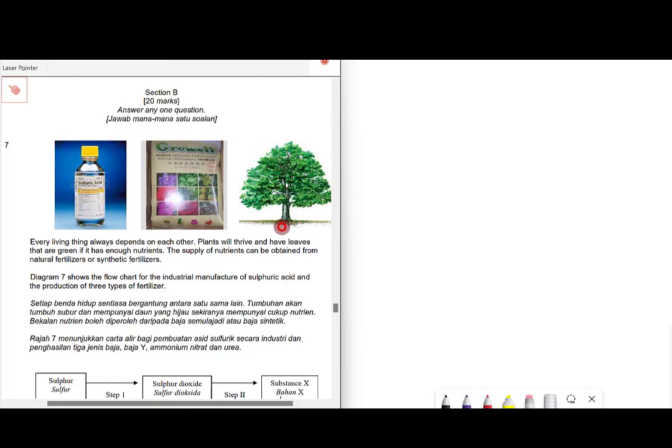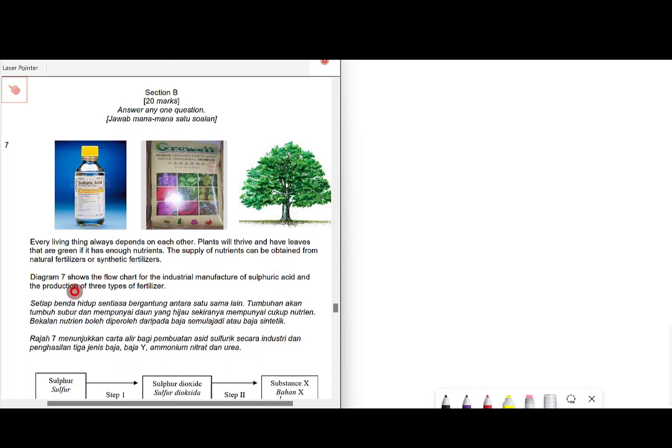This one shows you some of the applications of sulfur. Alright, and then you can see this is like a fertilizer. You can see the picture here is the sulfuric acid, and this one is actually the fertilizer, and of course this one is for the plants, for the trees. So every living thing always depends on each other. Plants will thrive and have leaves that are green, and it has enough nutrients. The supply of nutrients can be obtained from natural fertilizer or synthetic fertilizer.